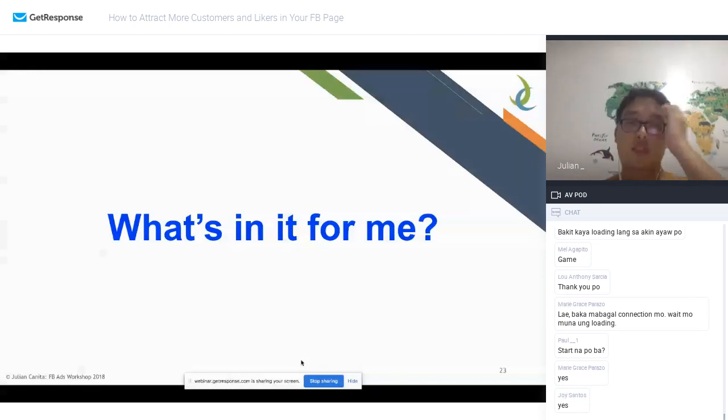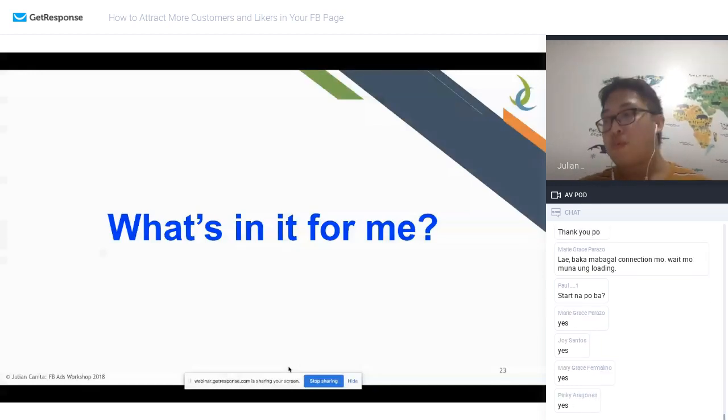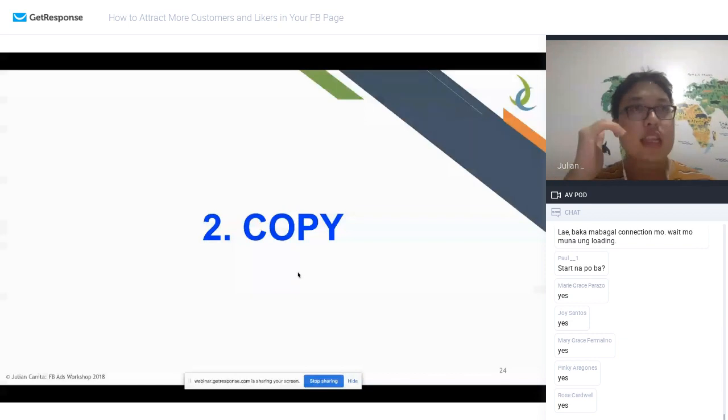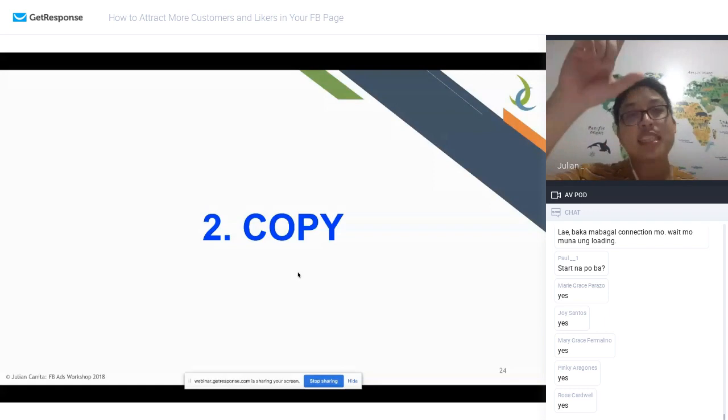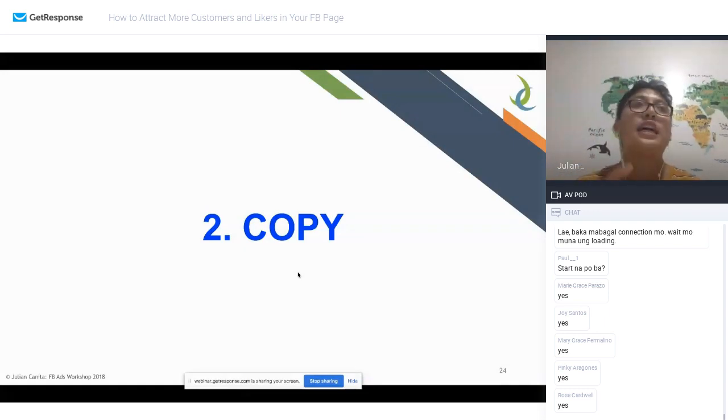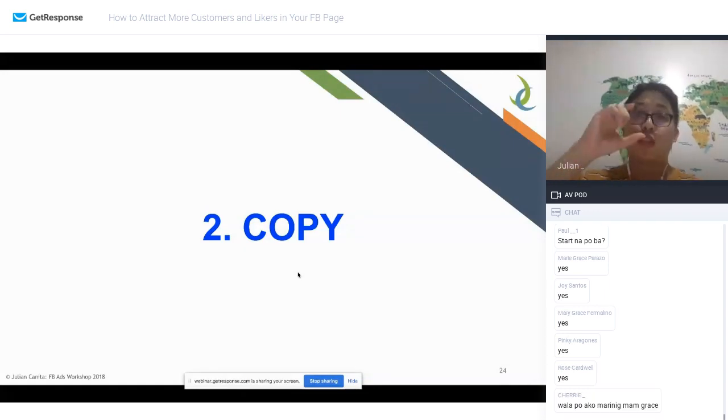Okay. Number two, copy. Now, for those that are not familiar, copy is what we refer to when we talk about the text sa mga post and sa mga ad, no? So, di ba usually when you'd scroll through newsfeed, may text and then may image or video. Copy refers to the text.